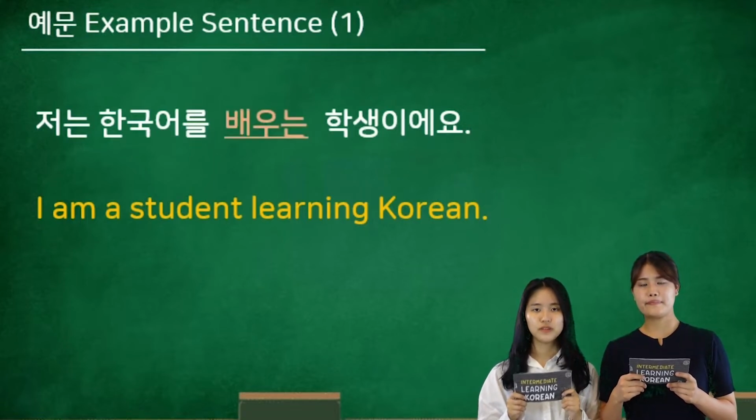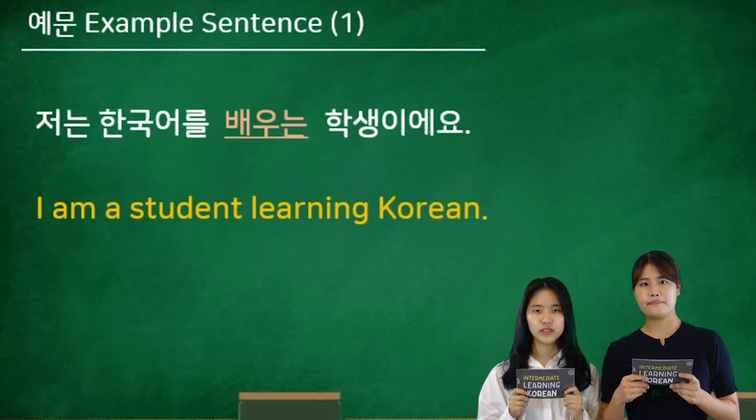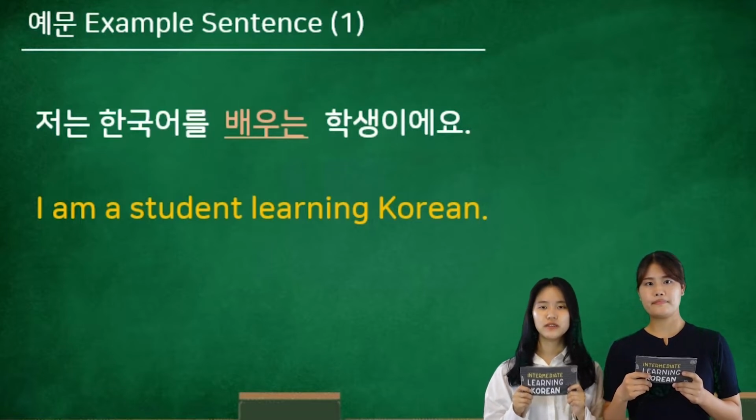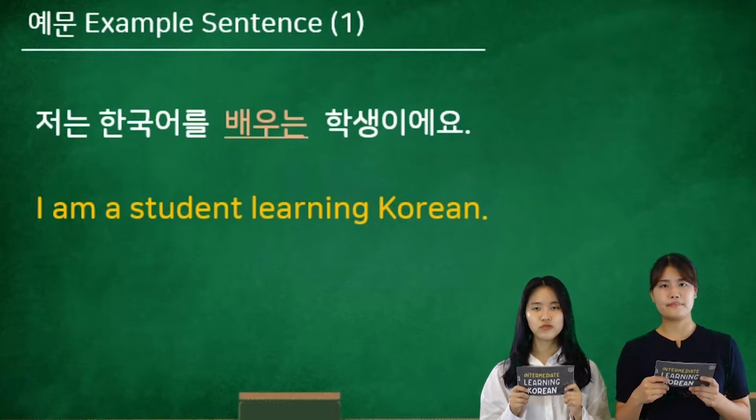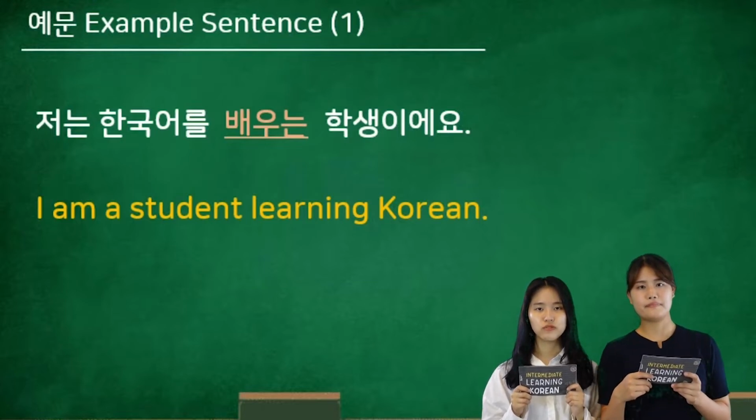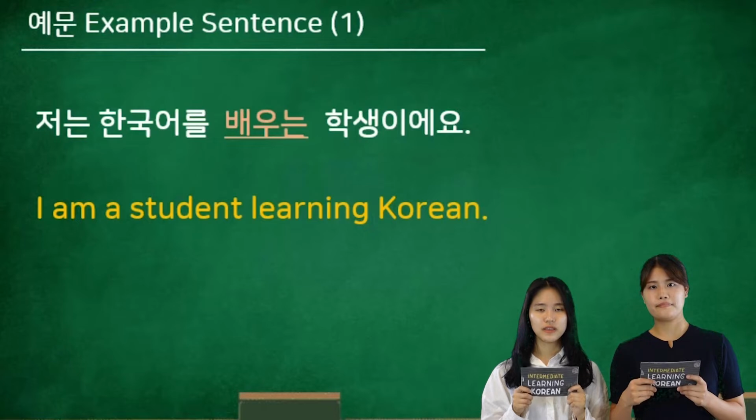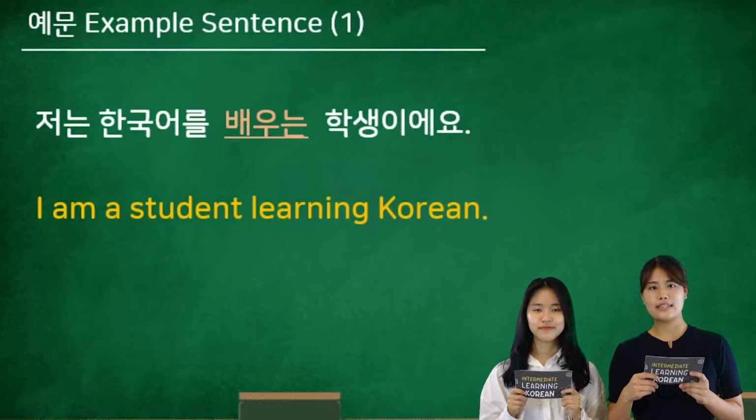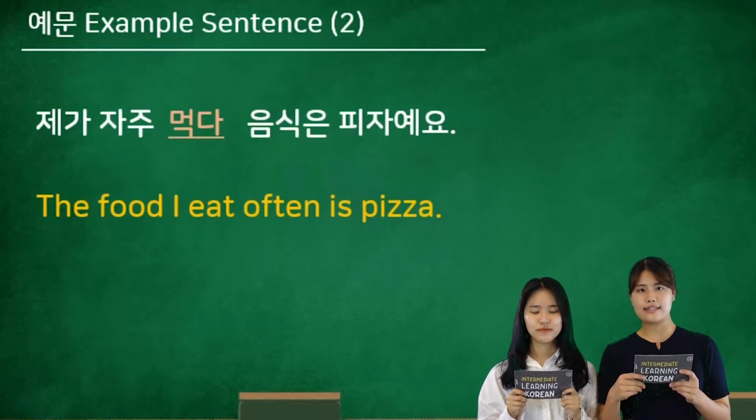Then it becomes 배우는. Let's say it together. 저는 한국어를 배우는 학생이에요. This is the second example sentence.